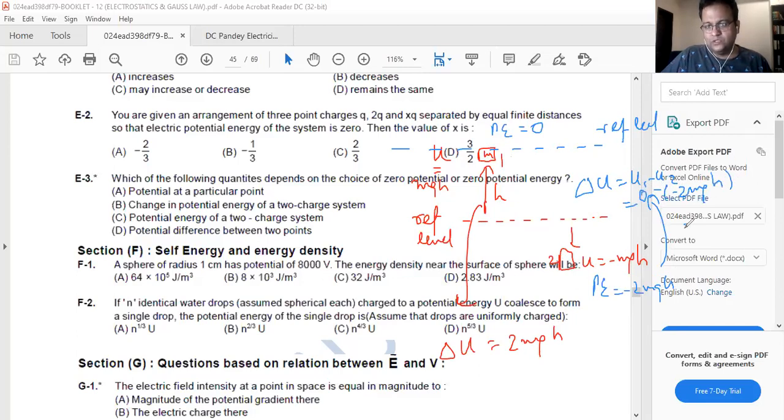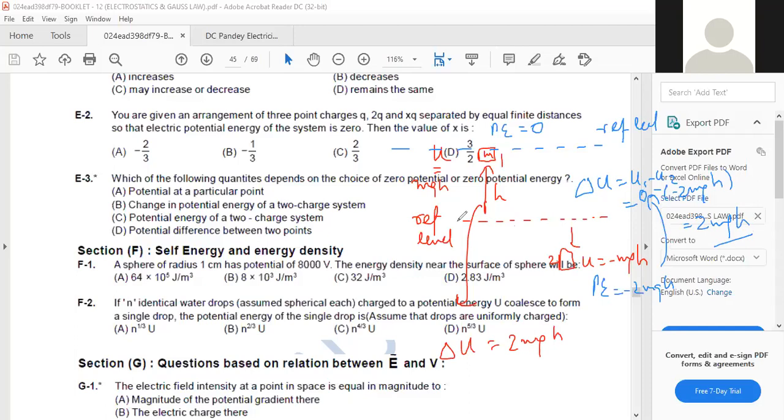So what is the conclusion? That the potential energy difference does not depend upon the reference level. Potential energy difference does not depend on the reference level, but absolute potential depends on the reference level. Is it making sense? Yes, sir.